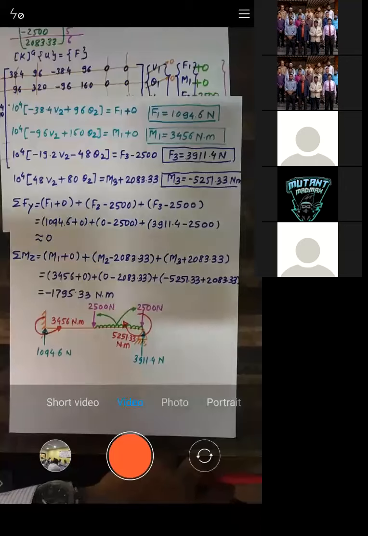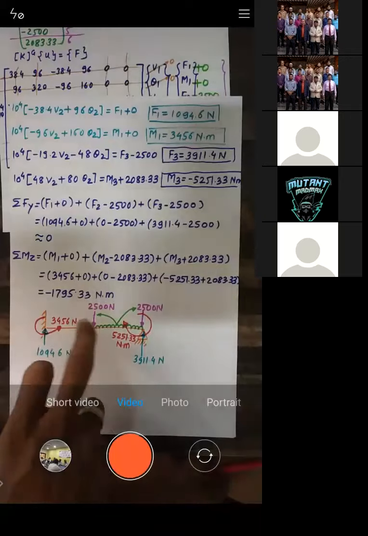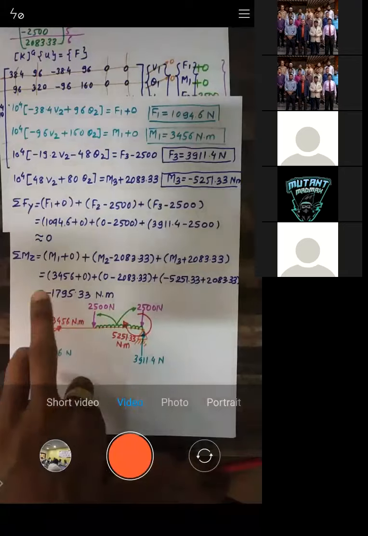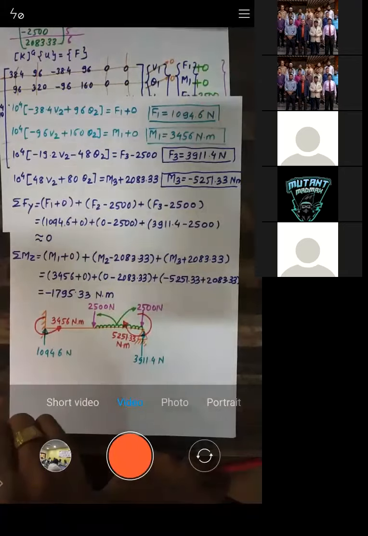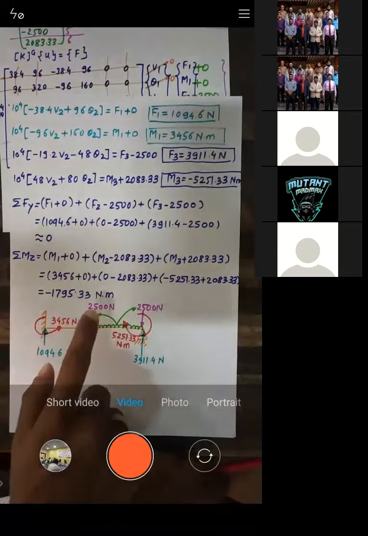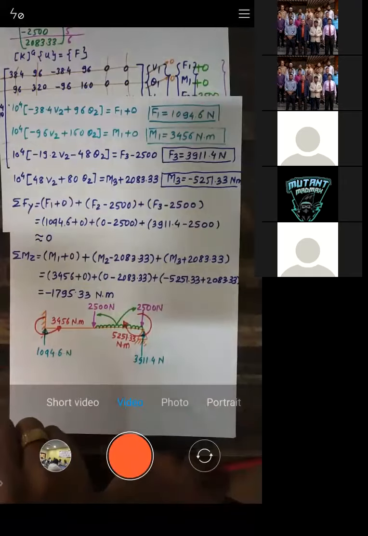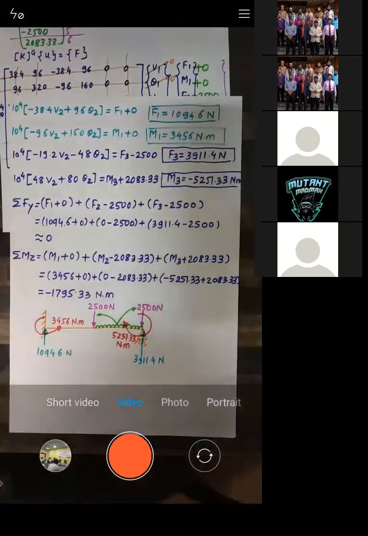If you take the summation of the moments, it will not be equal to 0. So this moment we need to balance. There is an unbalance, and only then will this beam bend. Is it okay with this one?